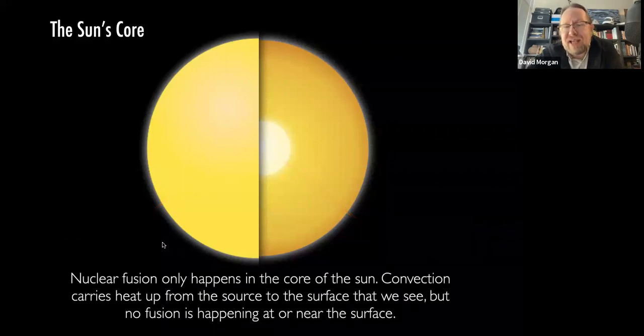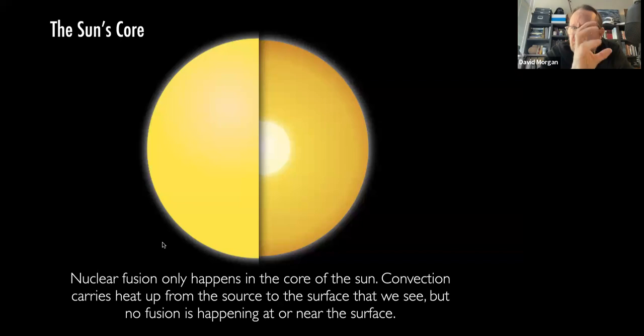And the process that happens there in the core of the sun is a process called nuclear fusion. Nuclear fusion only happens there in the middle. This part of the sun we see on the surface, there's no nuclear fusion happening there. It's just heated up from the inside by conduction in the radiative zone and convection in the convective zone. All of the fusion in the sun happens in that little middle 20% or so in the very, very center of the sun.